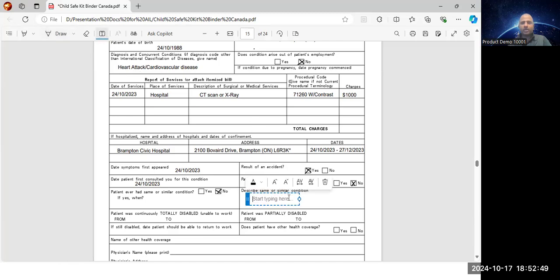Okay, and this will be not applicable. All right, patient was continuously totally disabled or patient was partially disabled. Okay, now this information has to do with partial, residual, and total disability. Okay, the benefit amounts for partial and residual disability is different than total disability.